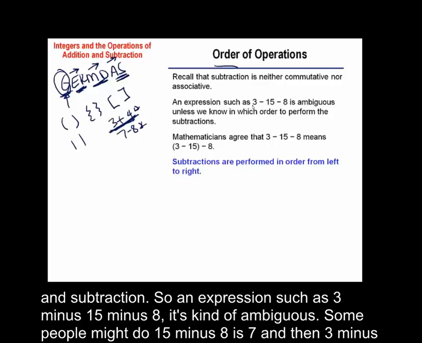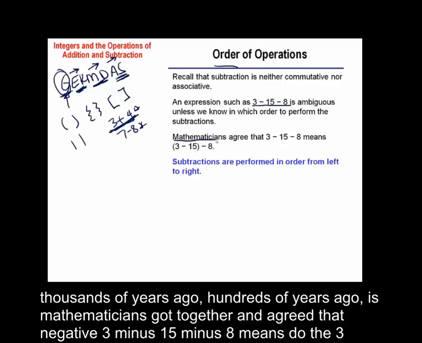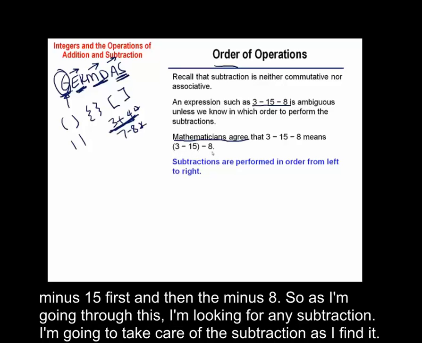So an expression such as 3 minus 15 minus 8, it's kind of ambiguous. Some people might do 15 minus 8 is 7, and then 3 minus 7 is a negative 4, or you do 3 minus 15 is a negative 12, and take away 8 more is negative 20. There's a big difference. So what happens, I don't know, thousands of years ago, hundreds of years ago, is mathematicians got together and agreed that 3 minus 15 minus 8 means do the 3 minus 15 first and then the minus 8.